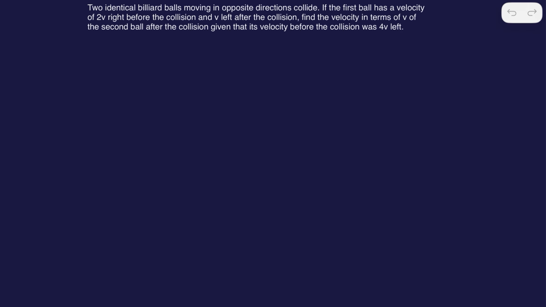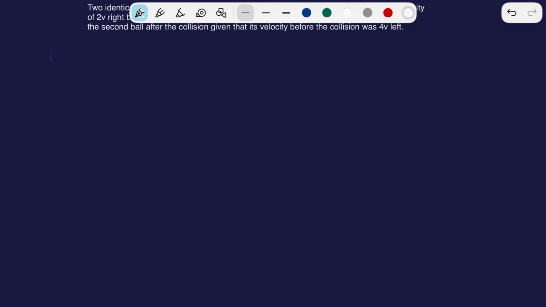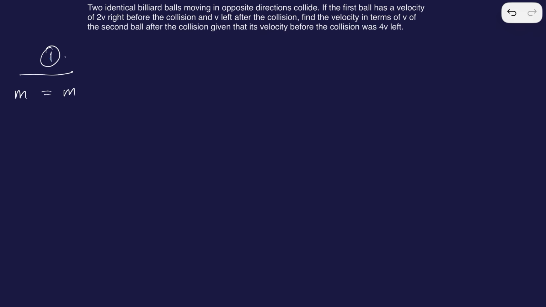So there's a lot to unpack here. Let's break it up. So I've got ball one. What do we know about it? I know the mass of the ball, let's just call it m. I know the initial velocity, vi. They tell us that it is 2v to the right. I'm going to choose right as positive here, so it's going to be plus 2v. Then the vf is going to equal v to the left, so minus v.